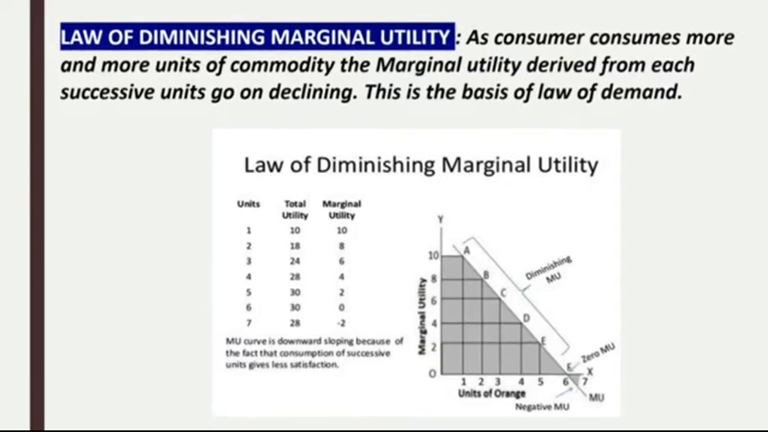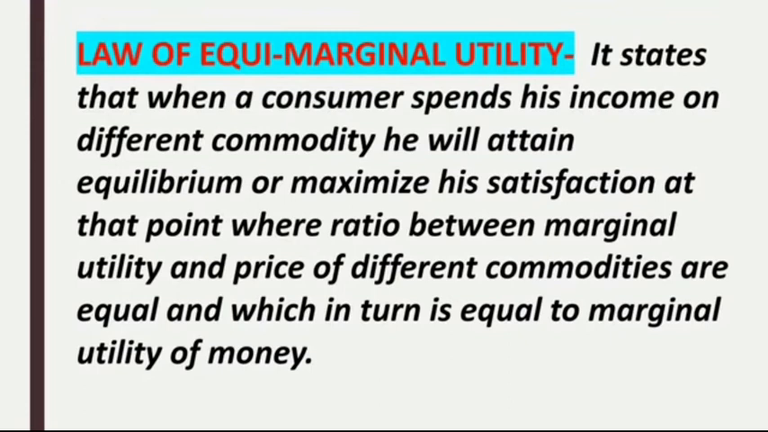Now after that, the next topic is the law of equi-marginal utility. It states that when a consumer spends his income on different commodities, he will attain equilibrium or maximize his satisfaction at that point where the ratio between marginal utility and price of different commodities are equal, which in turn is equal to the marginal utility of money.